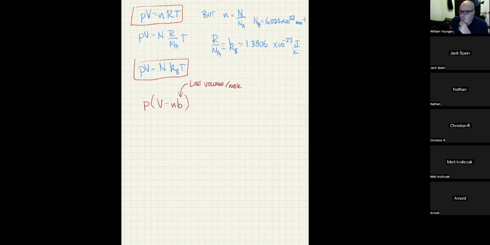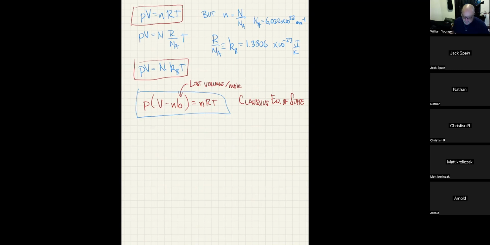Okay. So you'd put that B in there, and then you multiply that by the number of moles. And then this could all be said to be equal to nRT. So that's one way, and that's what they call the Clausius equation of state. So that's a closer approximation of reality. And it just shows that you don't have full access to the entire volume of the container, because you've got to steal some of that volume by having the atoms or molecules take up space.